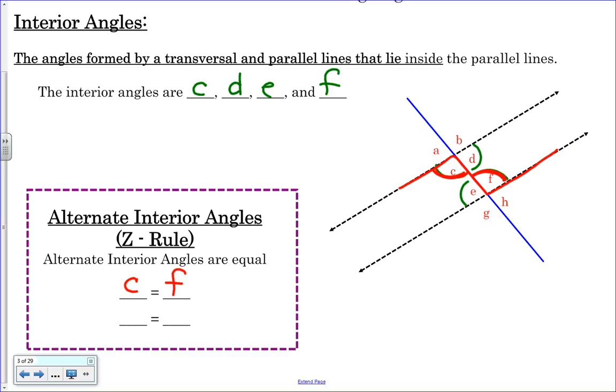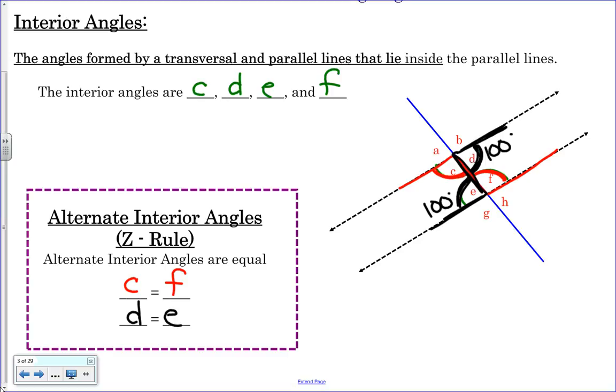On the flip side of that, I can still look for a Z, but this one is going to be a backward Z. So this, this, and this. That tells me that D and E are going to be exactly the same. So what I mean by this is, let's say D is given as 100 degrees. Well, if D is 100 degrees, right away I know that angle E also has to be 100 degrees.